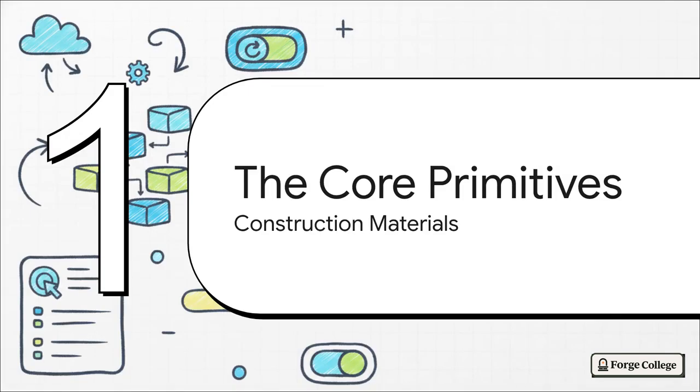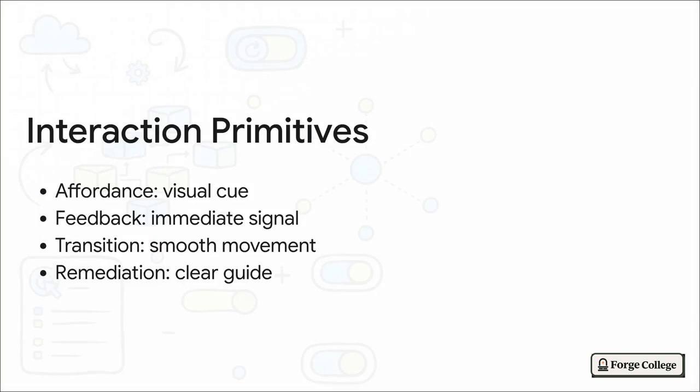Moving on to Section 3, the core primitives, materials of construction. So what are the raw materials we use to construct these states? Interaction design depends heavily on these 4 primitives. First up, affordance. This is the visual cue that something can actually be clicked or interacted with, like a hover state on a button. Second, feedback. That's the immediate signal that the system heard you, like that button visually pressing down.